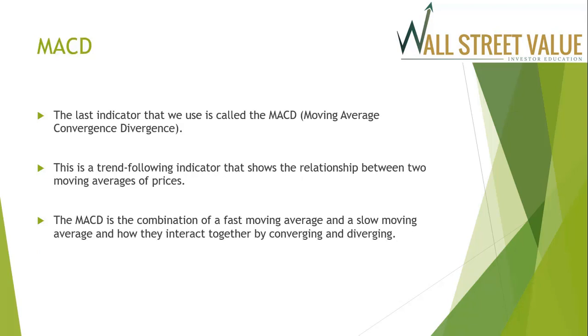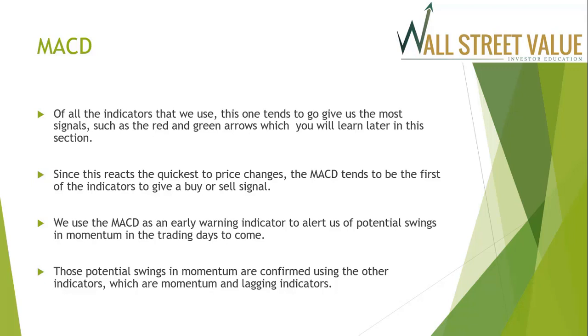The last indicator that we use is called the MACD, which stands for Moving Average Convergence Divergence. This is a trend following indicator, and this shows the relationship between two moving averages of prices. The MACD is a combination of a fast-moving average and a slow-moving average and how they interact together by converging and diverging. Of all the indicators that we use, this one tends to give us the most signals, such as the red and green arrows, which you're going to learn in a moment.